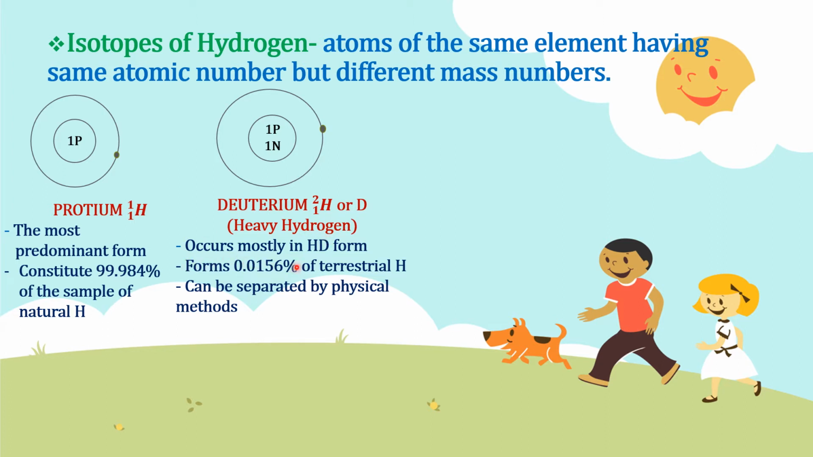It occurs mostly in the form of HD. You all know that hydrogen exists as a diatomic gas. So the protium molecule consists of H2, two atoms of hydrogen, whereas the deuterium molecule generally exists in the form HD. There is one atom of protium and one atom of deuterium in the molecule. It constitutes 0.0156% of terrestrial hydrogen, and this can be separated by physical methods.